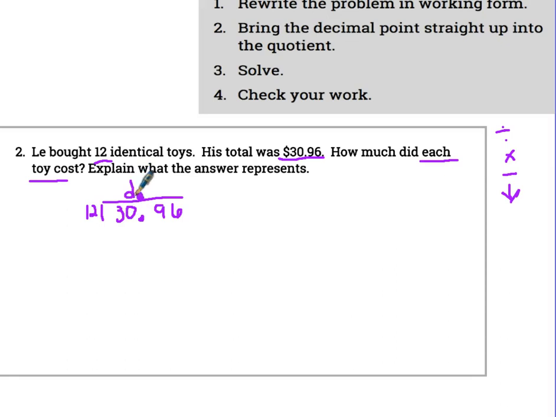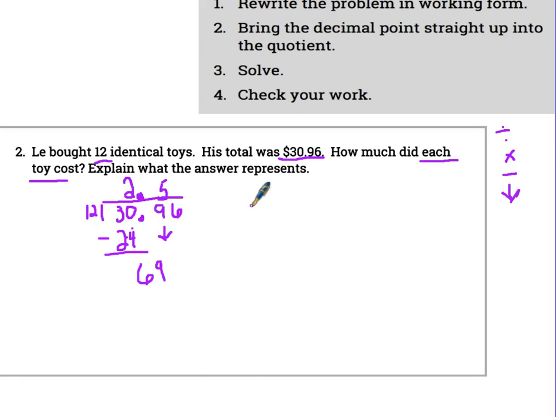Well, that would be 2. Multiply back, 12 times 2 is 24. Subtract: 6. 6 is less than 12, so I'm going to bring down the 9. How many groups of 12 would fit into 69? Well, that would be 5.